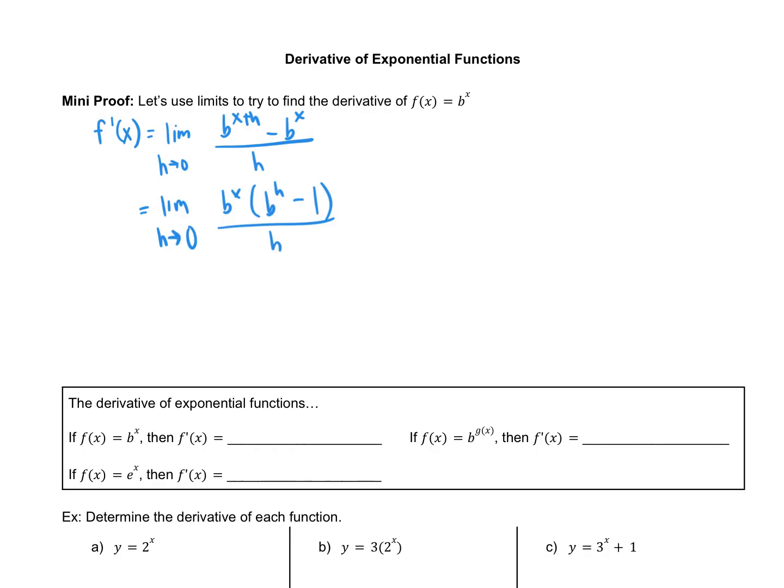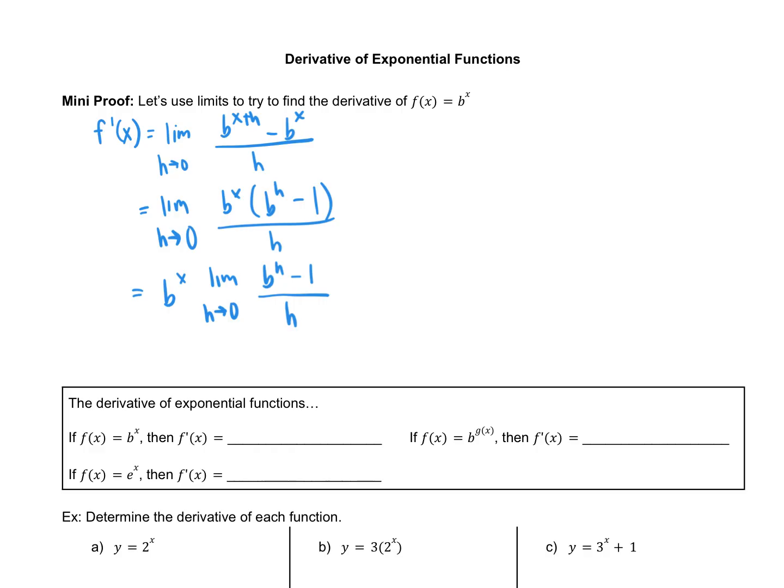Now, b to the power of x is not going to be affected by the limit as h approaches 0 because it does not contain h in it. So I'm just going to pull it out of the limit. And we'll have the limit as h approaches 0 of b to the power of h, subtract 1, all over h. Now again, unfortunately we cannot use a factoring method or a conjugate or change of variable, any of those strategies we've seen in the past with limits.